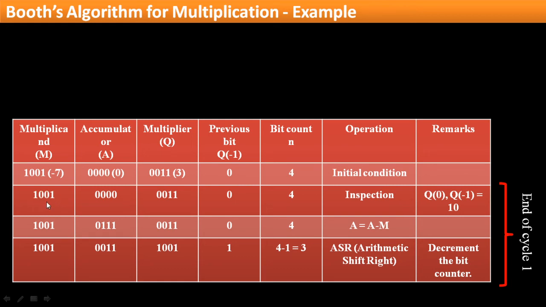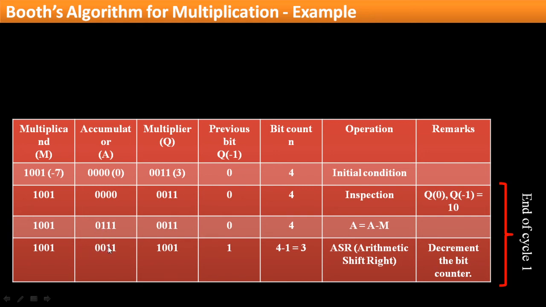If we go for A minus M, here M is 1001 and A was previously 0000. After performing this operation, what we'll get is 0111. And after that, we'll have to go for an arithmetic shift right. How will you do the arithmetic shift right? Just look into A and Q. Here, we will keep this as it is and then shift it here.